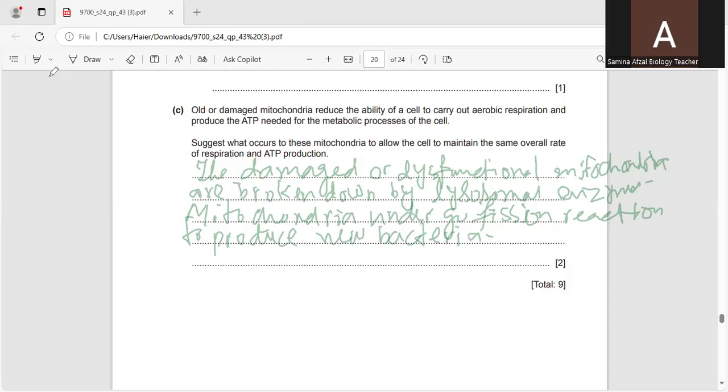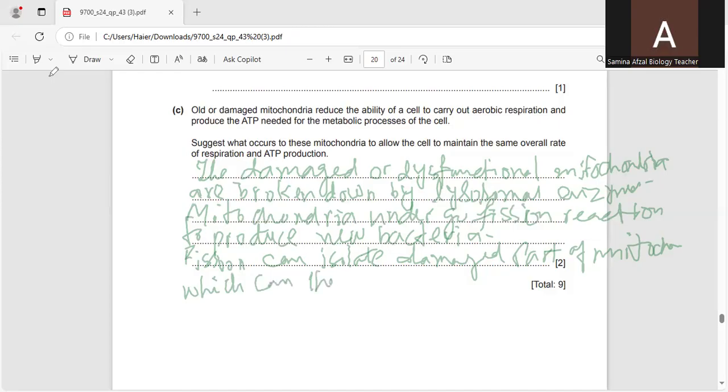And I would like to write: fission can isolate damaged parts of mitochondria, which can then be targeted.